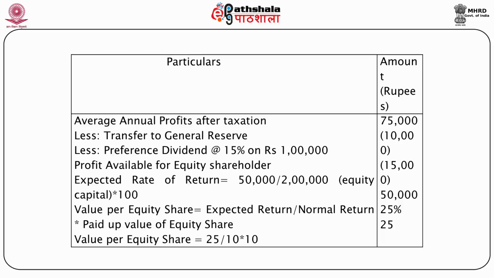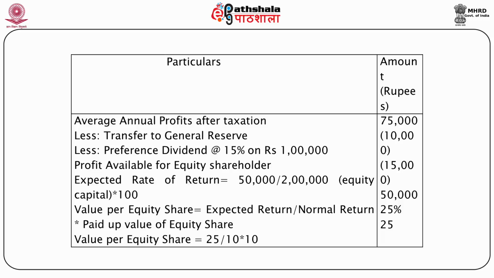So we'll deduct total 10,000 plus 15,000 from 17,000, which will be rupees 50,000. So profit available for equity shareholders is rupees 50,000. And expected rate of return is 50,000 divided by 2 lakhs, 2 lakhs basically equity capital, into 100. So it is 25%. It comes at 25%.